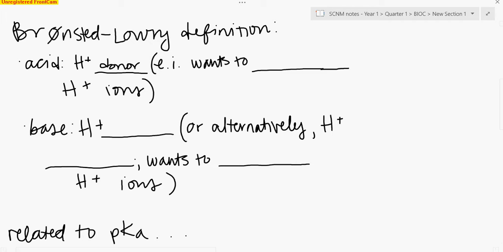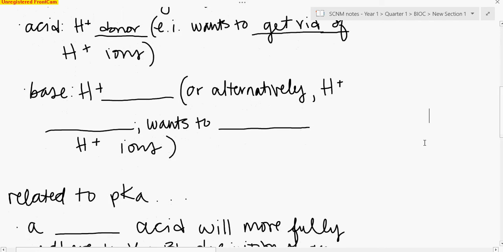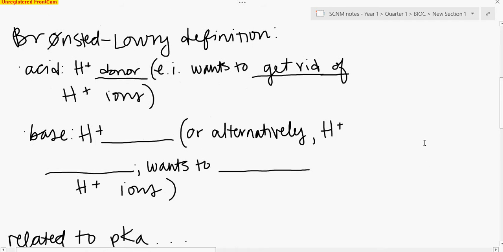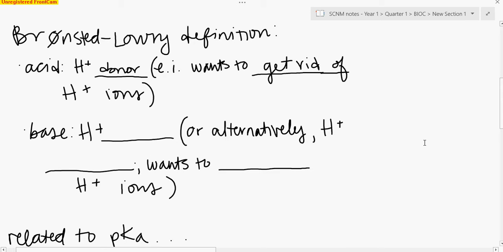That is to say that an acid wants to get rid of as many hydrogen ions as it can. Or maybe it has a greater ability to get rid of its hydrogen ions, would probably be a better way to say that. So if an acid is a hydrogen donor that has the ability to get rid of its hydrogen ions, a base is probably the opposite. A base is going to be a hydrogen ion acceptor.